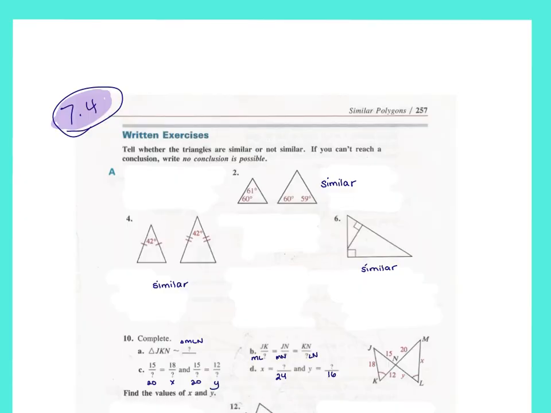All right, so this is 7-4, which again, just the angle similarity was in 7-4. So 2 is similar, 4 is similar, and 6 is similar. They'd all be angle. 2, you had to subtract the third one to find that missing one. 4, you've got two sides marked as congruent, which means the two angles are marked as congruent. And then the similar triangle on the 6, it's got a reflexive angle and it's got the right angle.